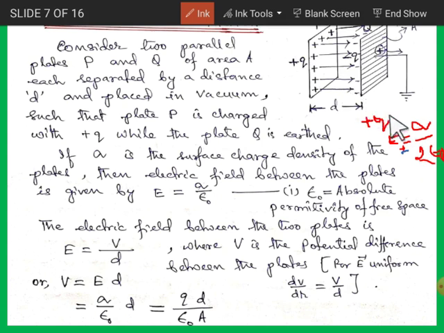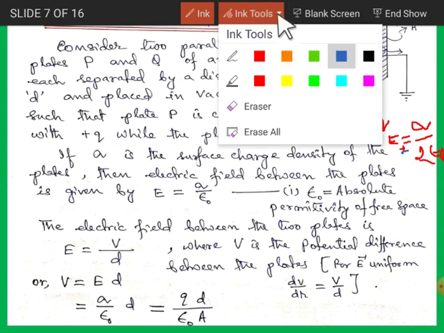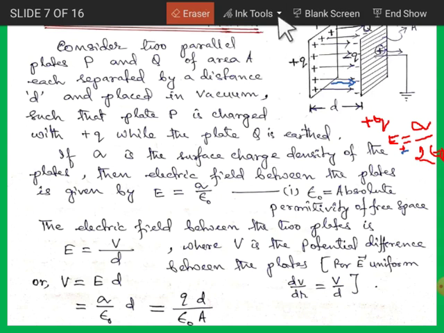But due to this negative charge, the electric field will be directed toward it, because it is negative. Due to the positive charge, the field will be emitted out from plate P, and for E minus, it will be attracted toward the negative charge, that is, plate Q. So these two directions of the electric field are along the same direction. The total or net electric field will be the addition of E plus and E minus.